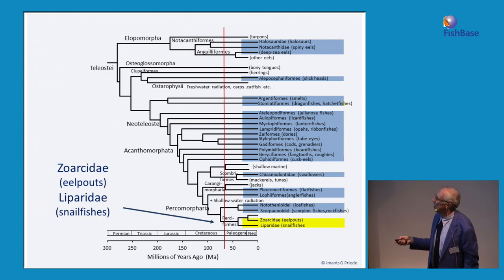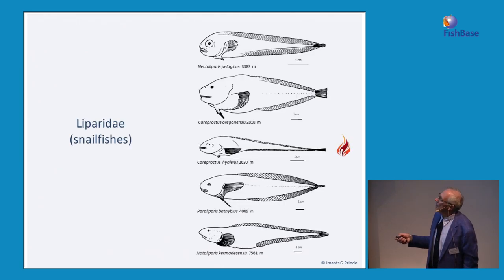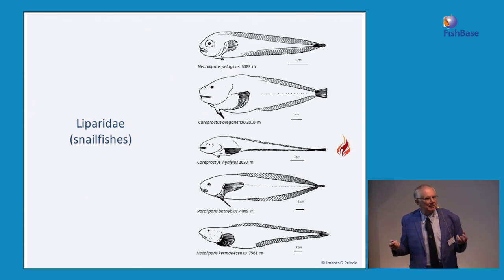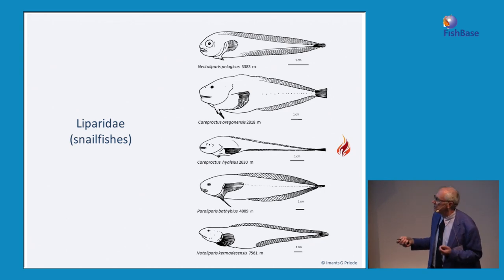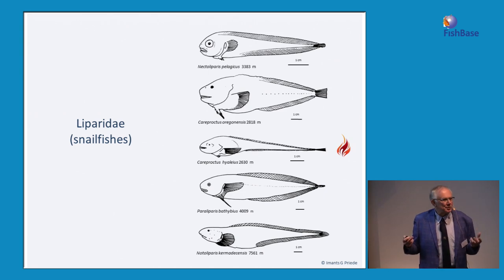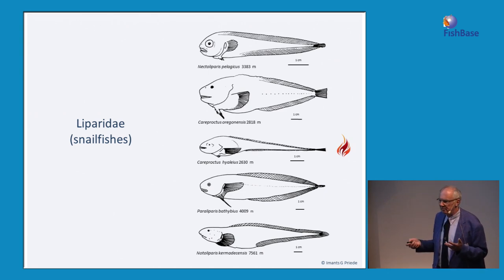Eel pouts and liparids. And the liparidae, we'll hear more about them later. But the thing is that these are invasive and they're not very specialized. They don't look very special, and yet they live deeper than anything else. And they also live at hydrothermal vents in hot water. So they are extremely versatile, successful modern fishes that have invaded the deep.